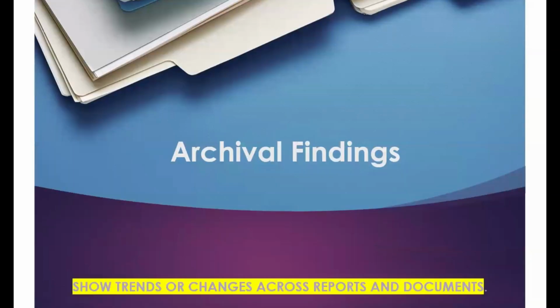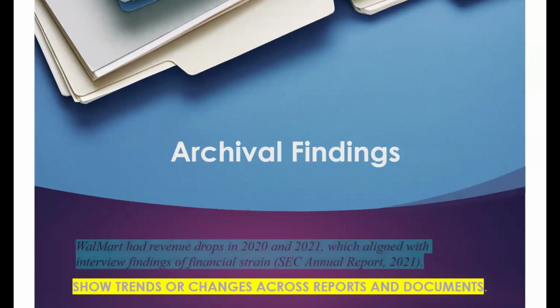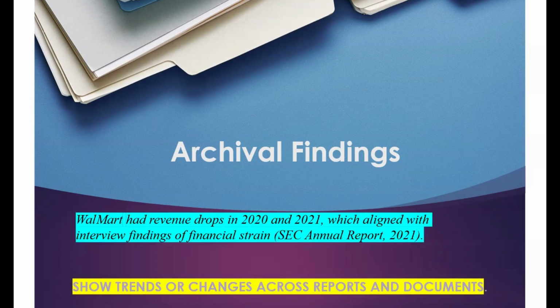Archival findings. You're going to show trends or changes across reports and documents. Maybe you're going to use a graph showing net income dips. Maybe you will use tables or bar graphs. So you could show trends there. For example, in this particular study, Walmart had revenue drops in 2020 and 2021, which align with interview findings on financial strain. That's just an example.